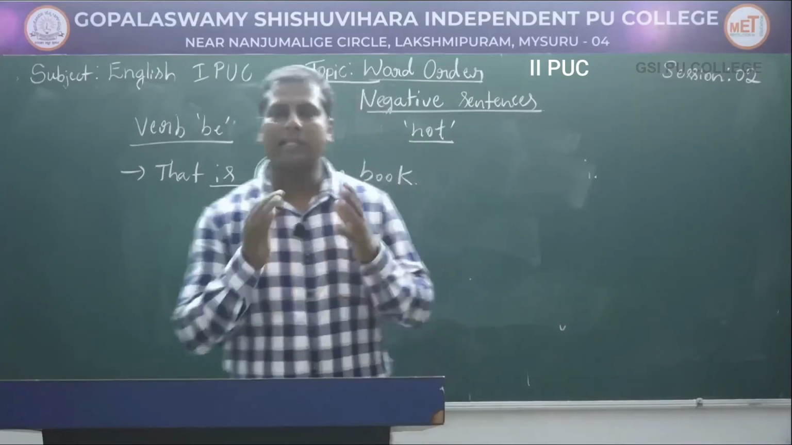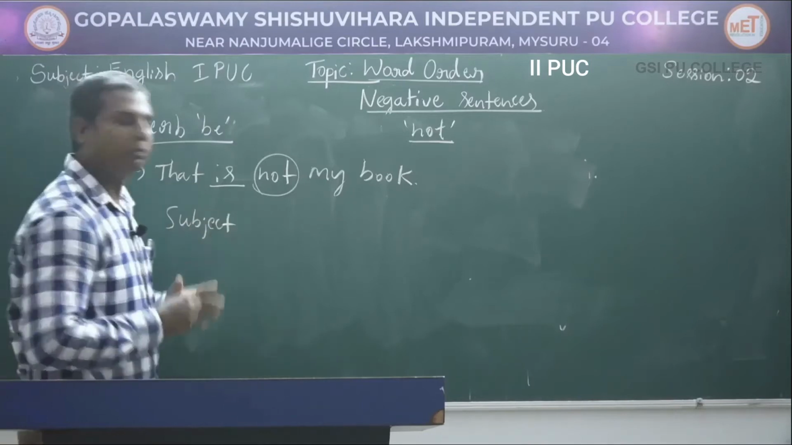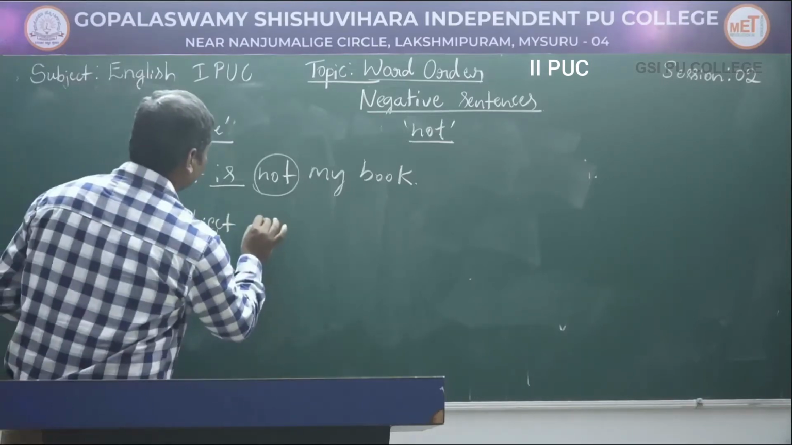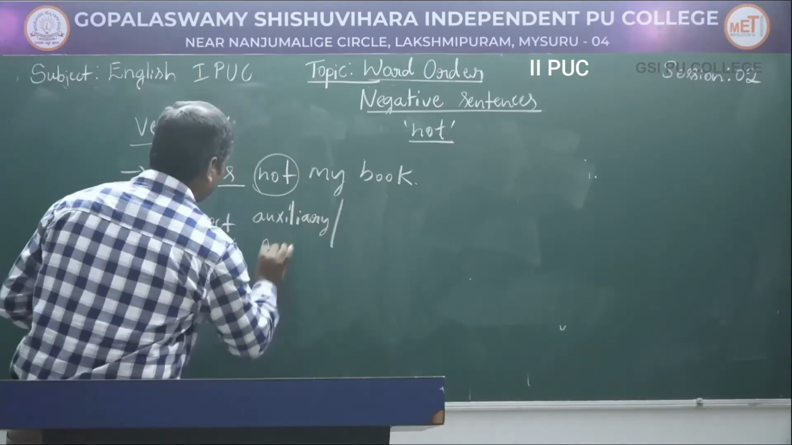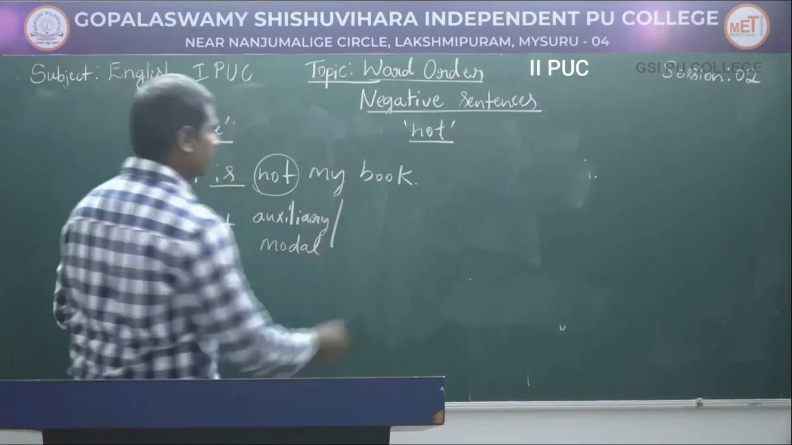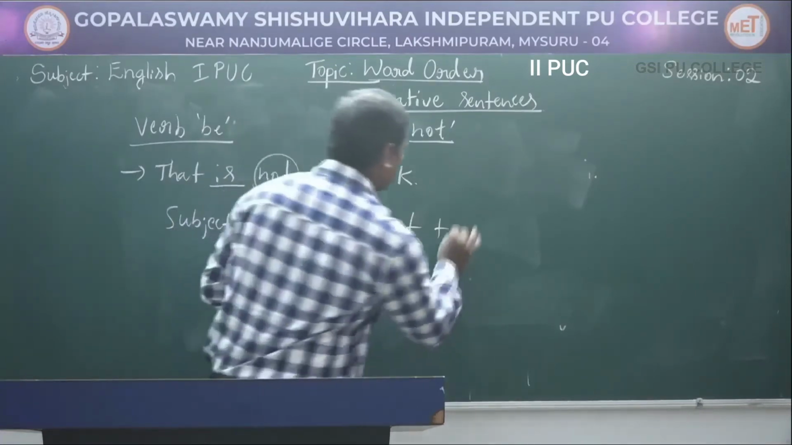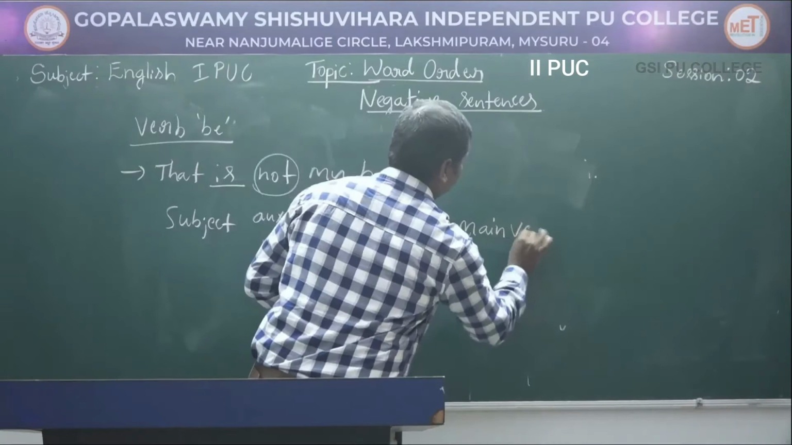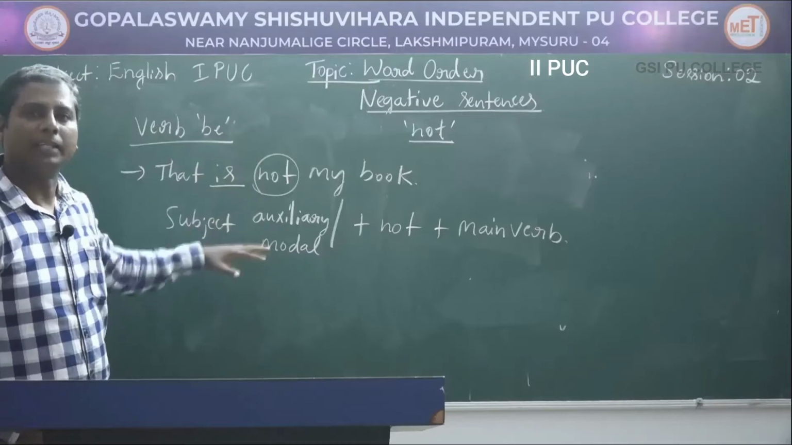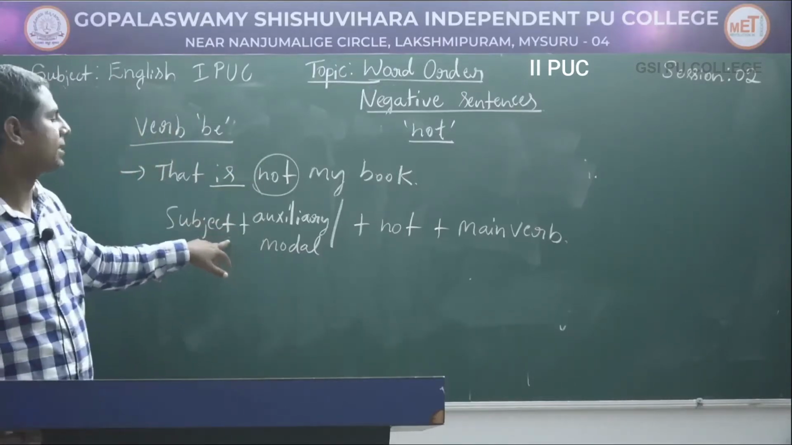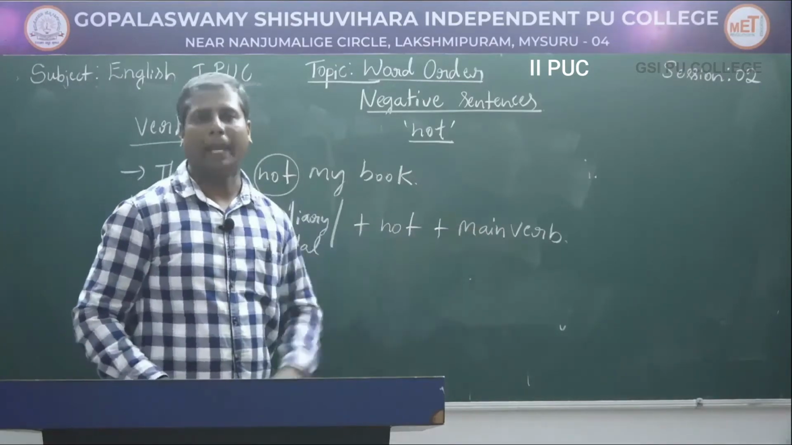The word order is therefore subject plus auxiliary or modal verb plus not plus main verb. So this is the sentence structure to these sentences. Subject plus auxiliary or modal plus not plus main verb.